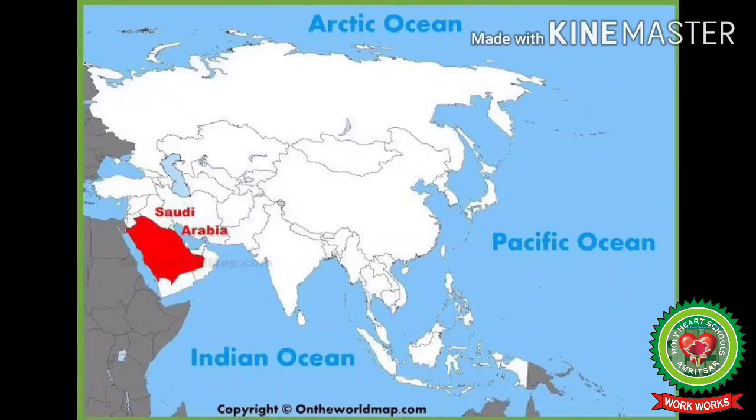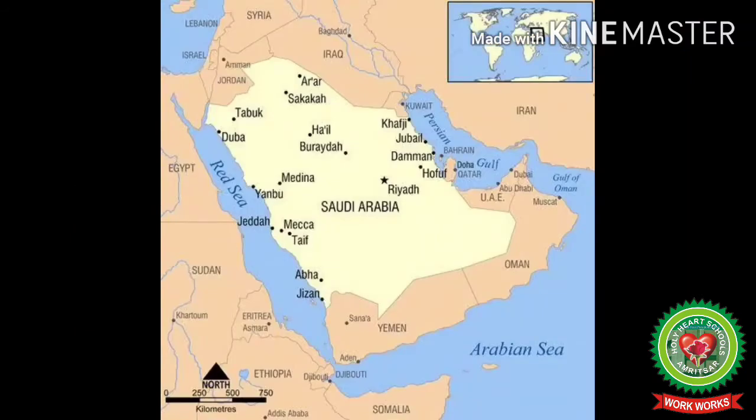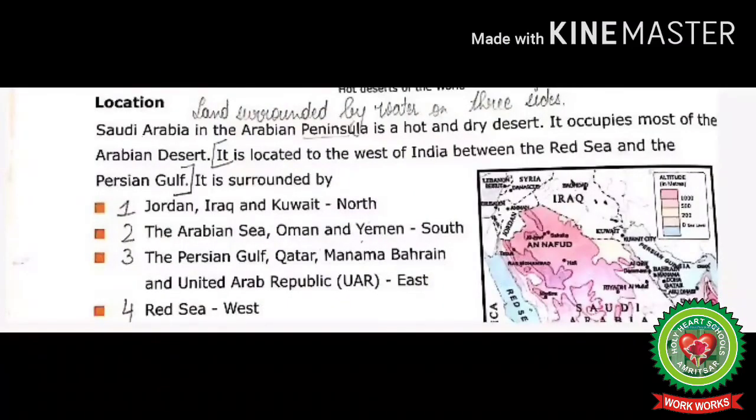In the east, it is separated from India by the Arabian Sea. In the west, the Red Sea separates it from the Sahara Desert. It lies between the Red Sea and the Persian Gulf. It is surrounded by Jordan, Iraq, and Kuwait in the north, the Arabian Sea, Oman and Yemen in the south, the Persian Gulf, Qatar, Manama, Bahrain, and United Arab Republic in the east, and the Red Sea in the west.